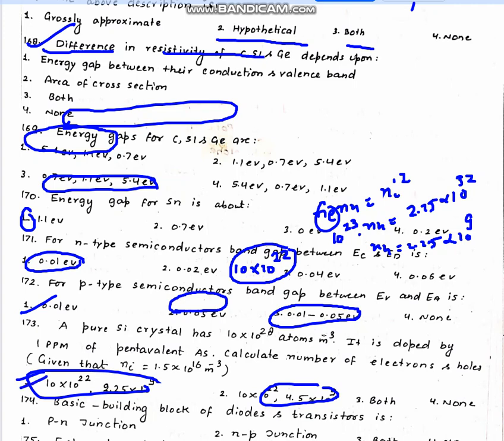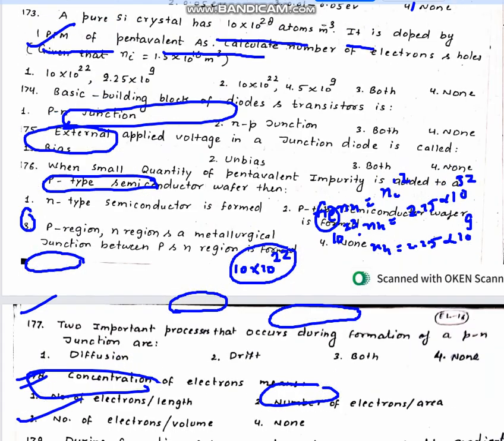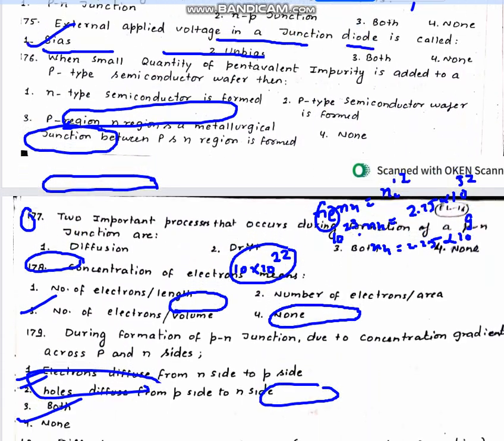Next is basic building blocks of diodes and transistors are. So it's a PN junction basically. Next is question 175. External applied voltage in a junction diode is called, it's called the biasing. So first is correct over here.